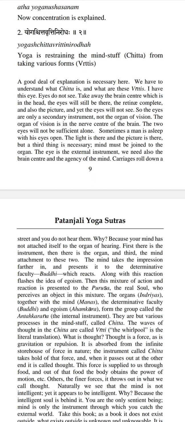So the eyes are only a secondary instrument. Here they have quoted that eye is a secondary instrument and the primary instrument is something else. So eyes are only a secondary instrument, not the organ of vision. The organ of vision is the nerve center of the brain. That something else is the nerve center of the brain. So main focus is to discuss the nerve center of the brain. The 2 eyes will not be sufficient alone.